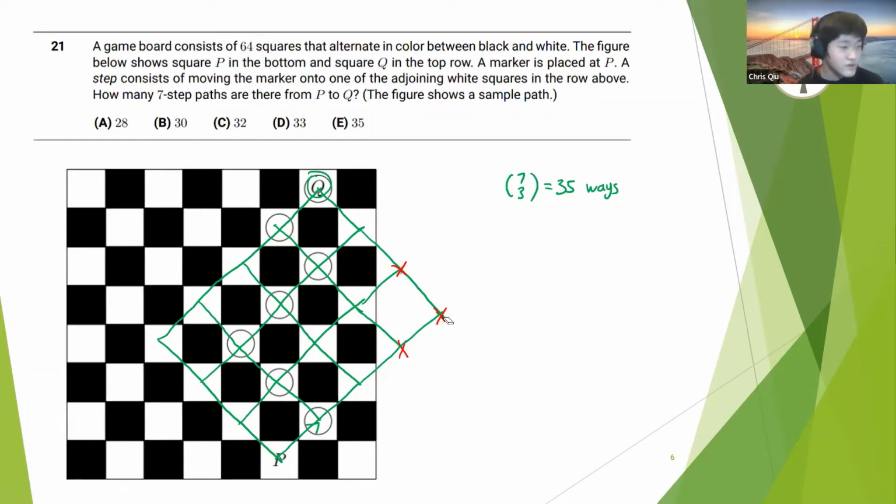So we can ignore this condition that we can't go through this square because we know that if we pass through this square, we're also passing through both this and this.